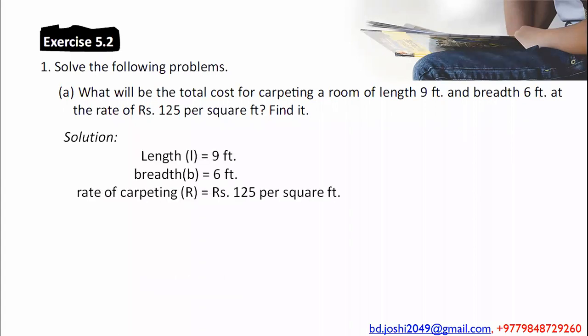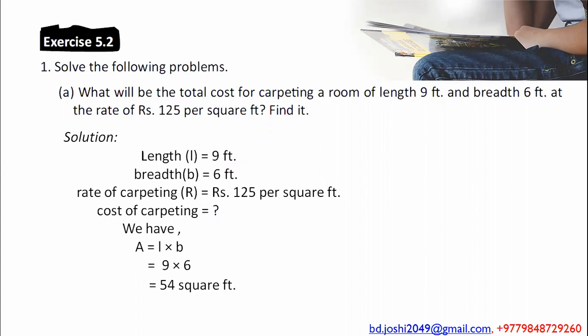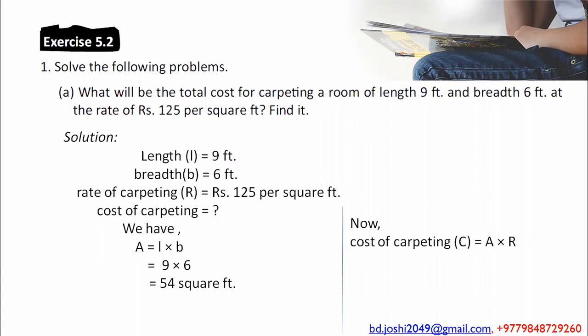Length, breadth and rates are given to us. We have to calculate the cost of carpeting, and we have the formula. Area is equal to L into B, that is 9 into 6, 54 square feet. And after this, cost of carpeting is equal to area into rate, which is equal to 54 into 125. Multiply these two values. 54 into 125 is 6,750. Okay, 6,750 rupees. This is the required answer.